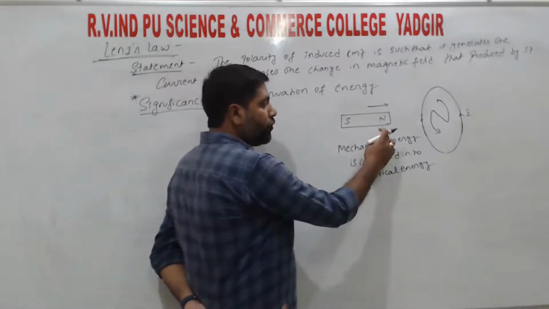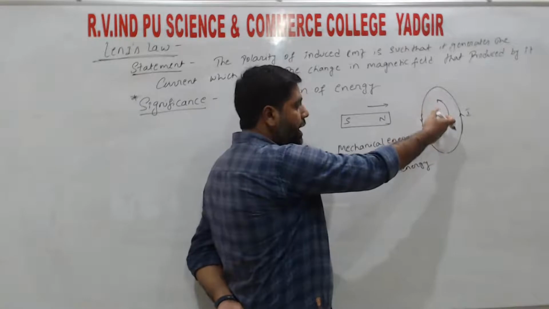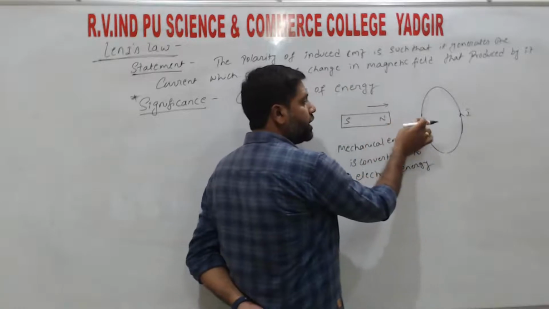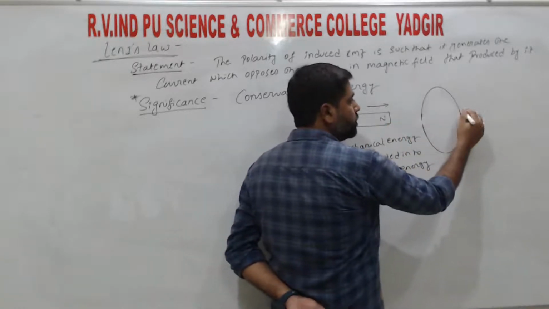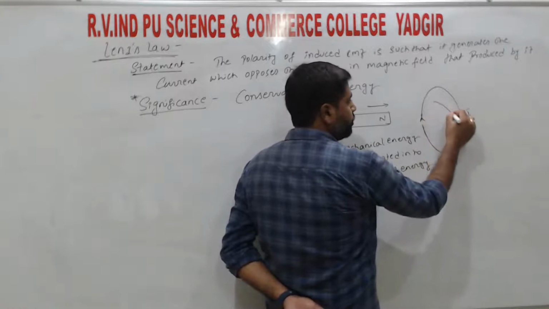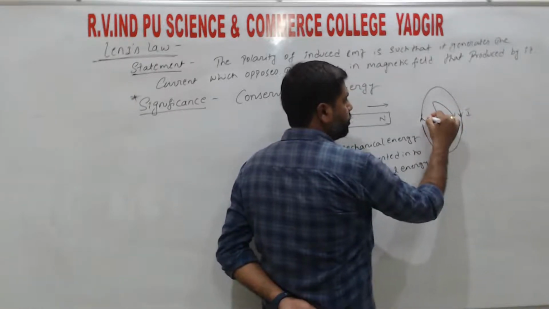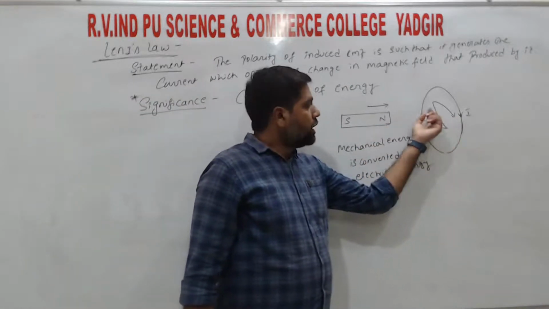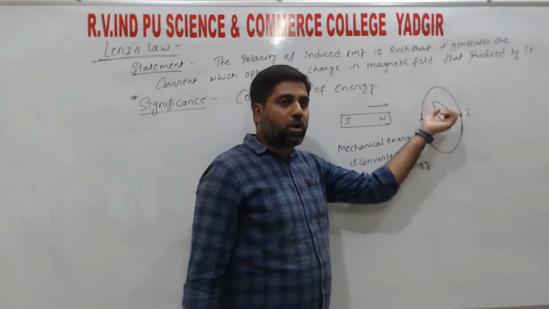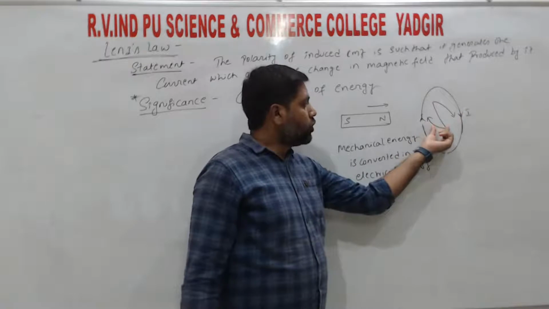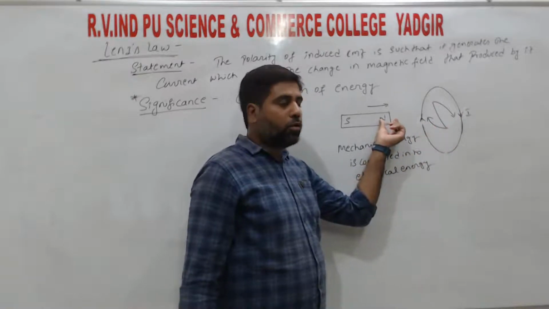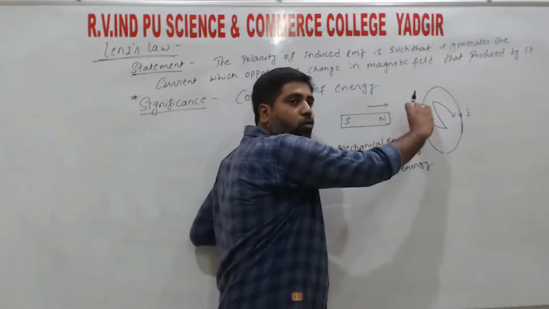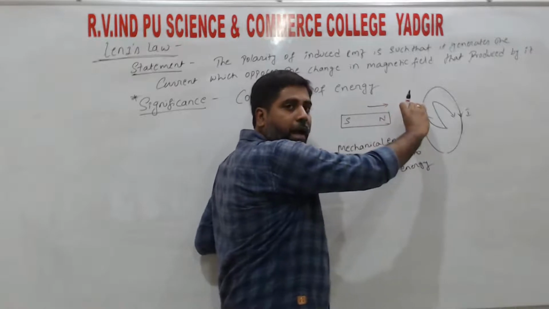Conversely, in case this behaves as a south pole when the north pole of the magnet is moved towards the coil, right? So when the north pole is moved near the coil, if instead of acting as a north pole the coil behaves like a south pole, then we have a south pole here and a north pole there. Opposite poles attract. So as they attract, this magnet will move faster, that means it gains kinetic energy, right?